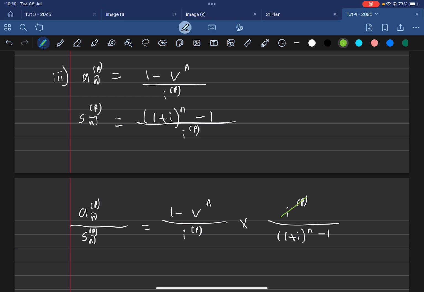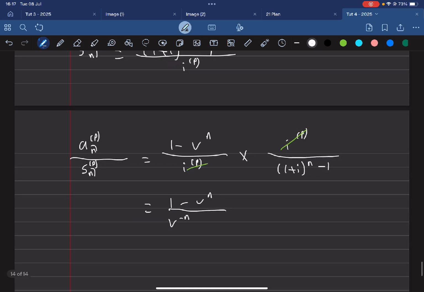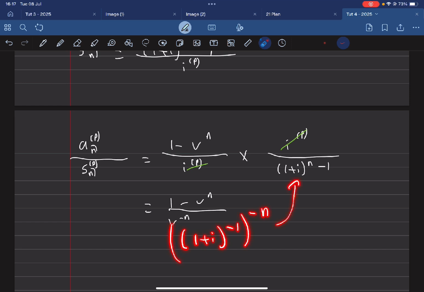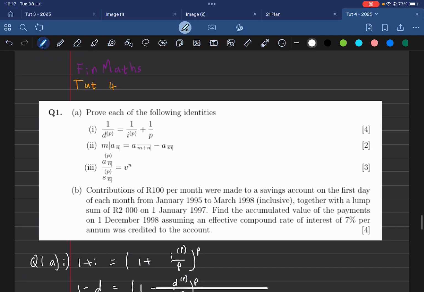Cool, and we can immediately see that that and that cancels. So this leaves us with 1 minus v to the n over 1 plus i to the n, minus 1. You can write this as v to the negative n, just to make it a little bit simpler, because basically v is defined as 1 plus i to the negative 1. So if we write it like this, then this simplifies to 1 plus i to the negative 1 to the negative n. So you can see that it's equal to that. Okay, minus 1. Cool. And now we're trying to prove that it's equal to, what are we trying to prove that's equal to? So v to the n.